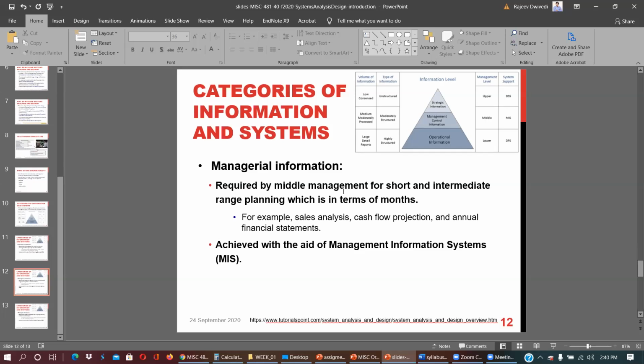MIS, or middle level management information system, is for short and intermediate range planning, in terms of months. For example, sales analysis, cash flow projection, annual financial statement, etc. And that can be achieved with the aid of MIS.